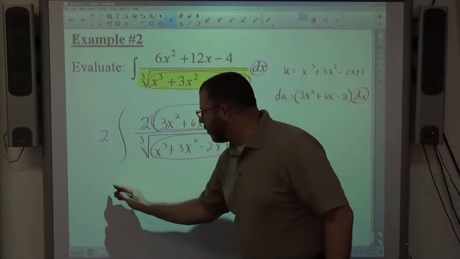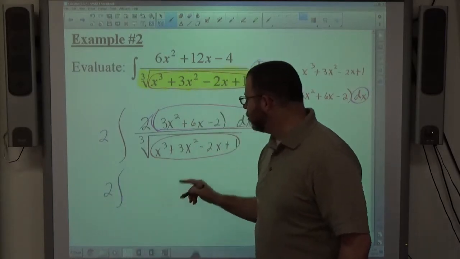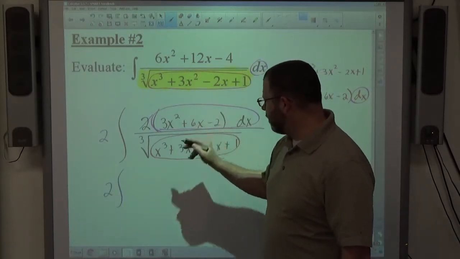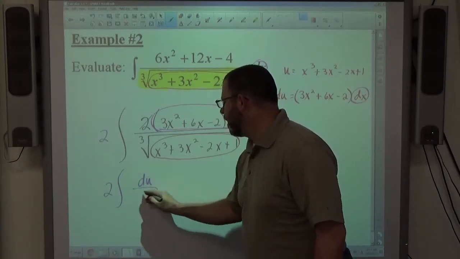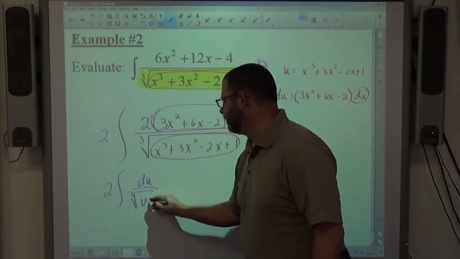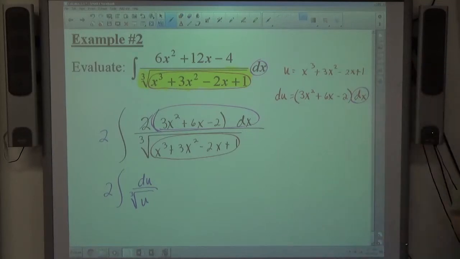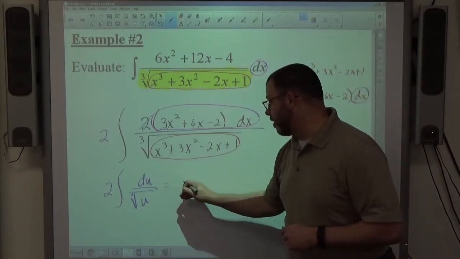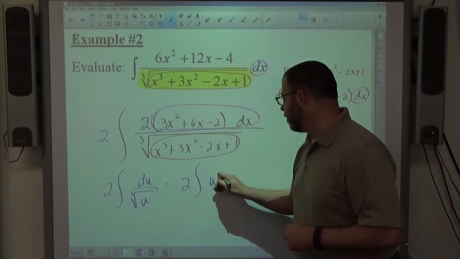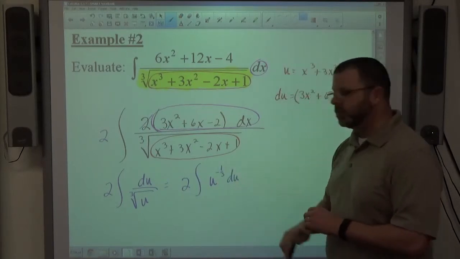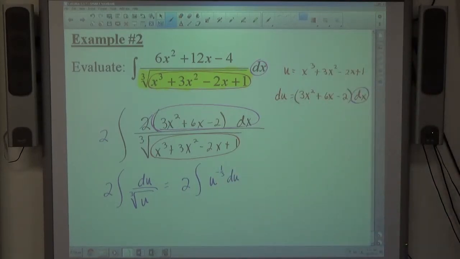So at this point, if I rewrite this problem, it looks like this: 2 times the integral of du on top, the cube root of u on the bottom. I've transformed it from this x integral into this u integral, where everything's about u, nothing about x. That's the key. We want to get there every time. Now, as far as integrating this, I don't like the structure, so I would change it to u to the negative 1/3 power du. Negative powers are better than radicals and fractions.